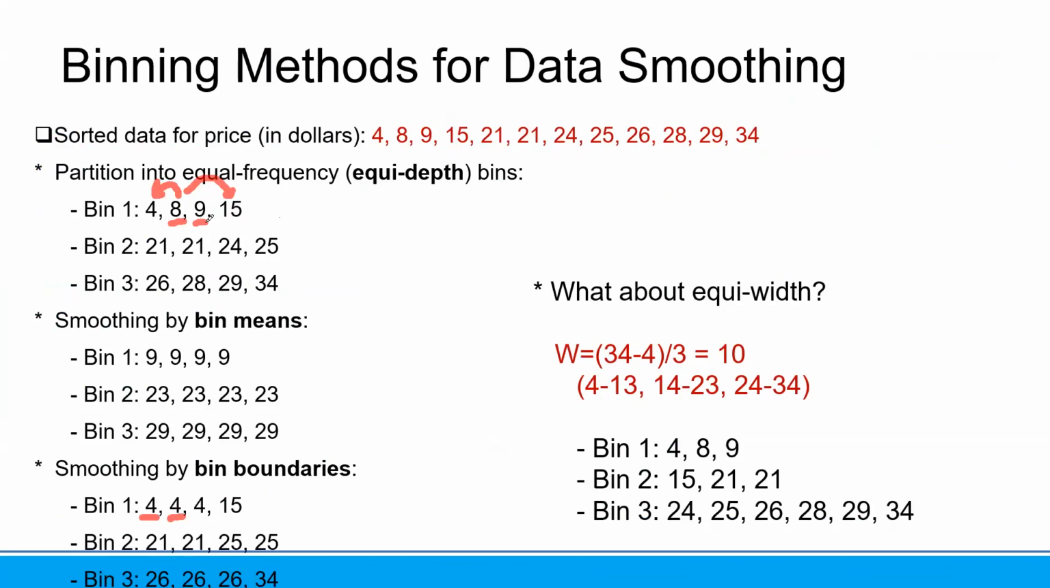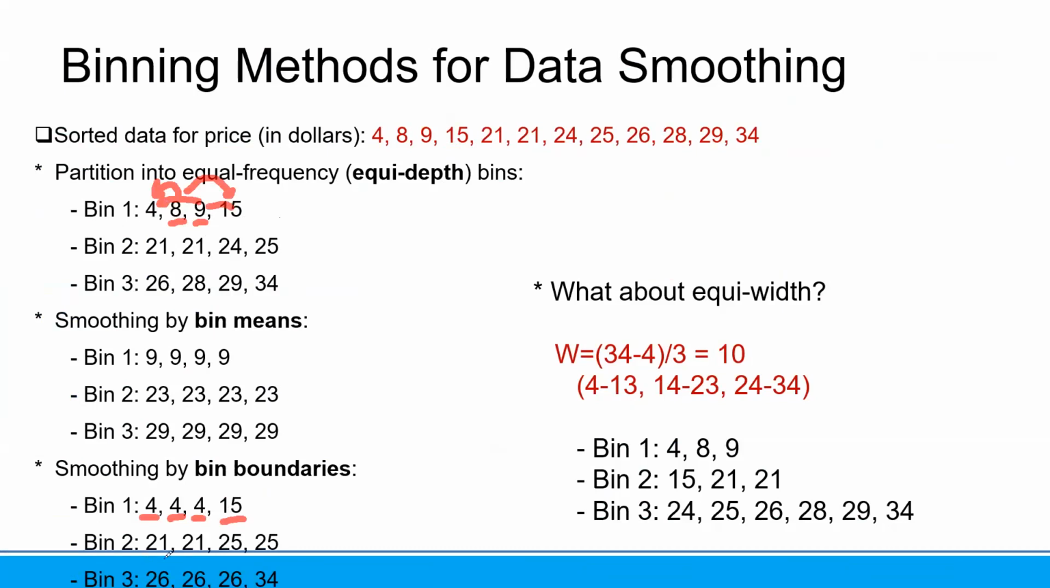What is 9? Is it closer to 4 or closer to 15? 9 to 4 is 5. 9 to 15, the distance is 6. So it is closer to the minimum, then we choose 4. 15 is the maximum, so of course we will choose the maximum.